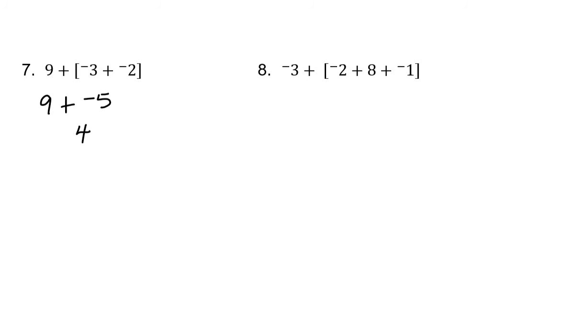Problem number 8, again, doing the order of operations. I do what's inside the parentheses first. So I'm going to bring down this -3, bring down the plus sign, and then I'm going to add what is inside these parentheses, doing this from left to right. So -2 plus 8 is 6. So now inside my parentheses or my brackets, I have 6 plus -1, which is 5. So then my final step here, I have -3 plus 5, and that's going to give me +2 for my answer.